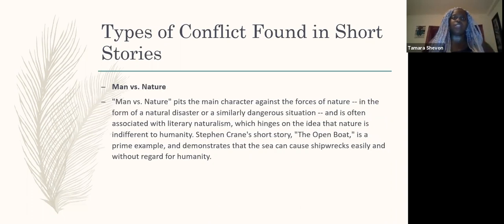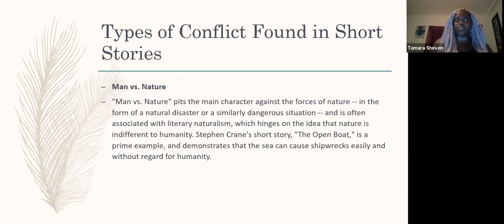Then you have man versus nature. Man versus nature pits the main character against forces of nature in the form of natural disaster or a similarly dangerous situation, and is often associated with literary naturalism, which hinges on the idea of nature being indifferent to humanity. So, for example, I don't know if you guys have ever seen the movie Castaway, but that's kind of what happens.